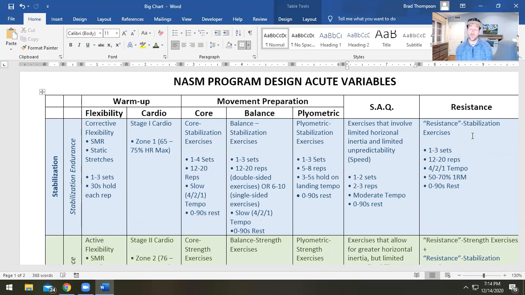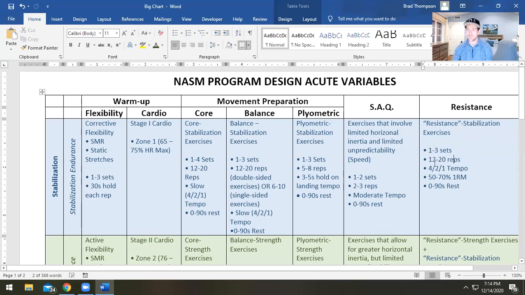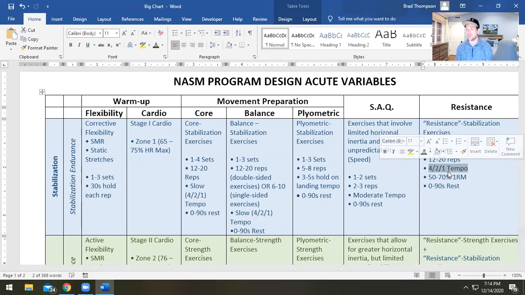You're going to choose 1 to 3 sets. Your repetitions are 12 to 20. So you'll notice a low number of sets, high number of reps. And our tempo is going to be a 4-2-1 tempo because you're choosing resistance stabilization exercises, which means those exercises should be pretty unstable. They should be fairly wobbly, you know, doing a chest press on a stability ball, right?